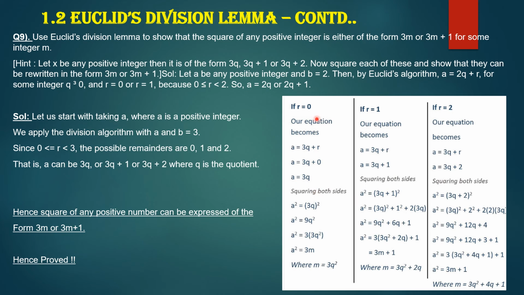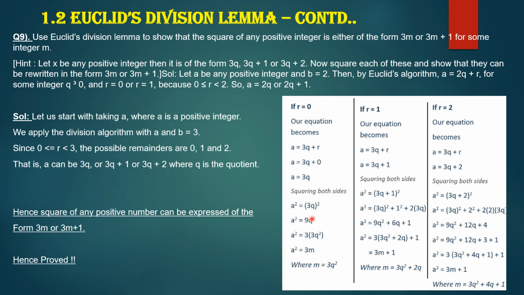Now, with r equal to 0, r equal to 1, r equal to 2, how does our equation become? 3q plus 0 is equal to 3q. Similarly, 3q plus 1 and 3q plus 2. So now we have three equations: a equals 3q, a equals 3q plus 1, a equals 3q plus 2. We will square both sides.